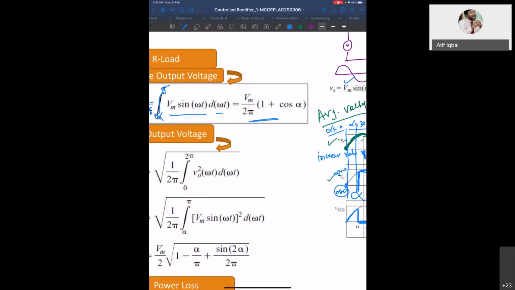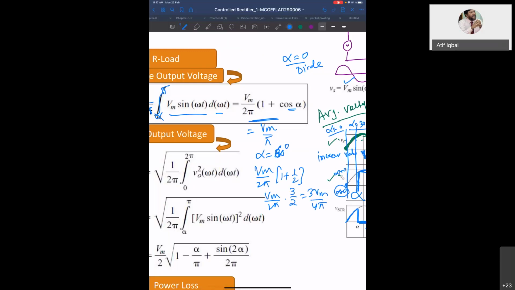So now you see, when you put alpha equal to 0, it is a diode based rectifier. What will be this value? It will be simply Vm by pi. Got it? What will be the value when alpha is equal to 30 degrees? Or let us see alpha equal to 60 degrees. When it is 60 degrees, then cos alpha is half. So it is Vm by 2 pi, 1 plus half. So Vm by 2 pi into 3 by 2. So this is 3 Vm by 4 pi.